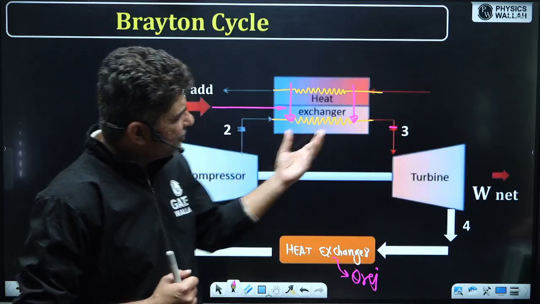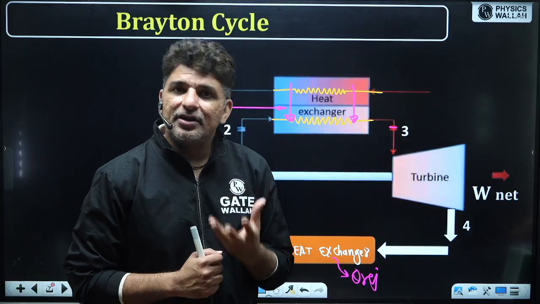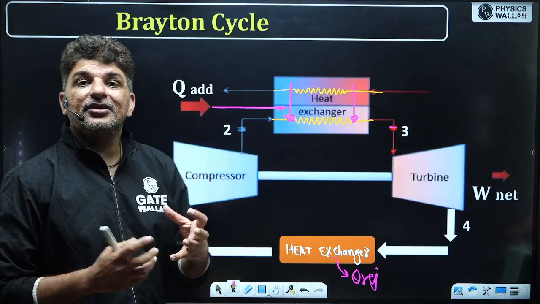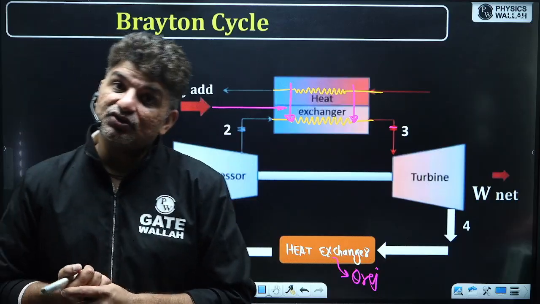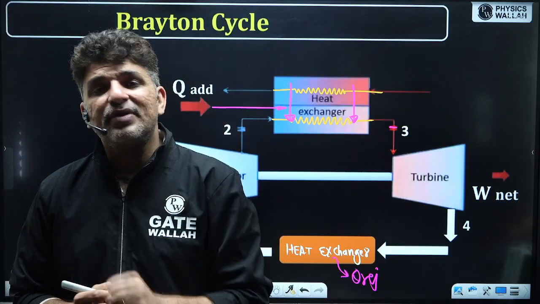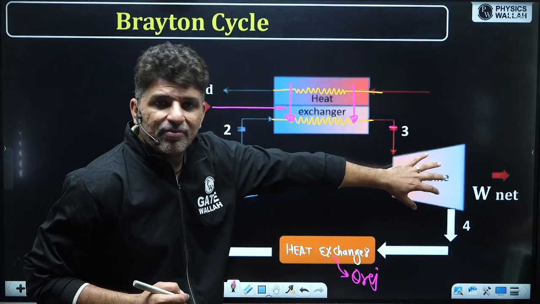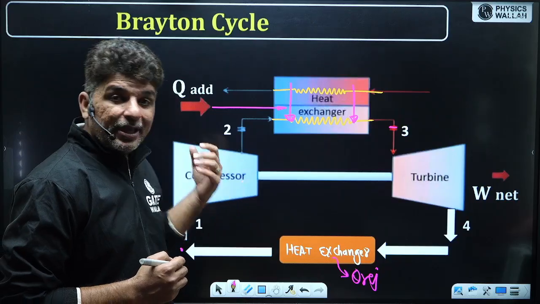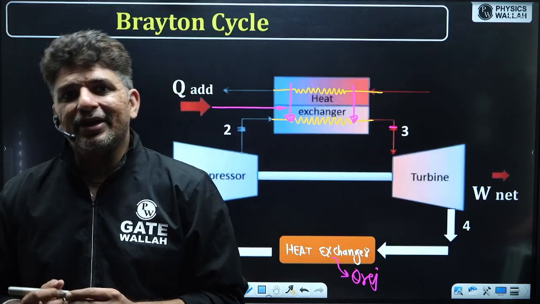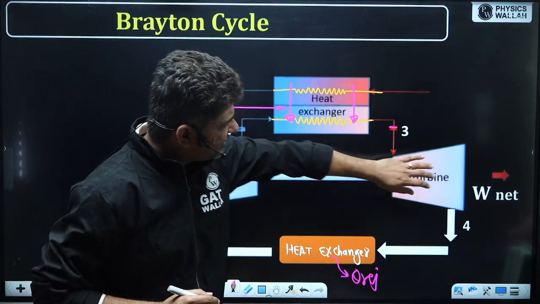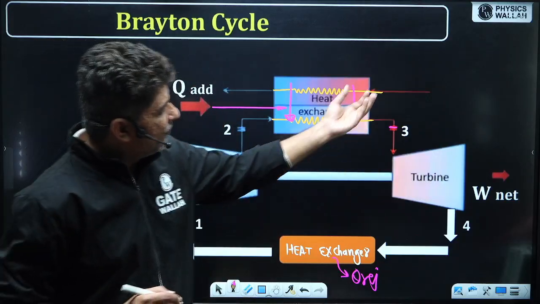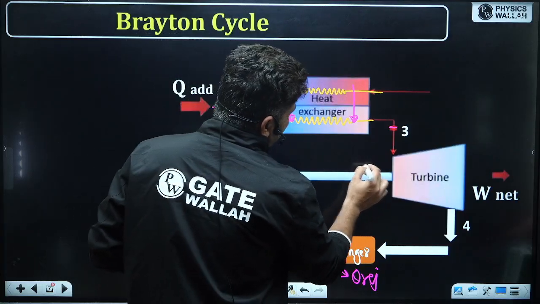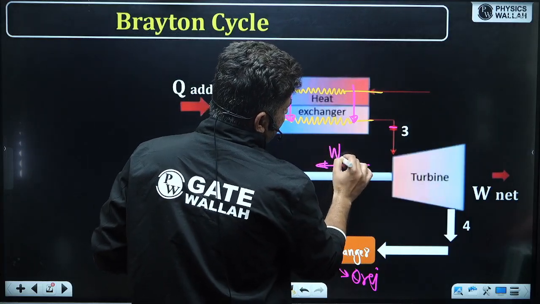Generally, what happens is, if a turbine is developing 100 joules of work, the work required to run the compressor is of the order of 40 to 50 joules. That means 40 to 50% of the work developed by the turbine is actually consumed by the compressor. So in practical gas turbines, we club the turbine with the compressor, so that when the turbine is rotating, it will transfer the work to the compressor.